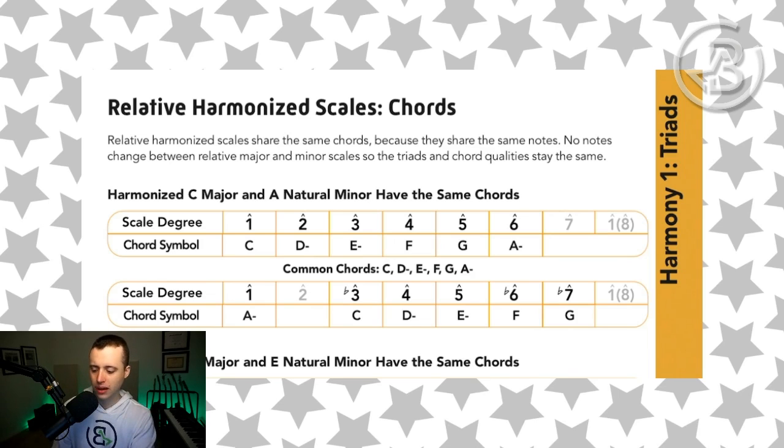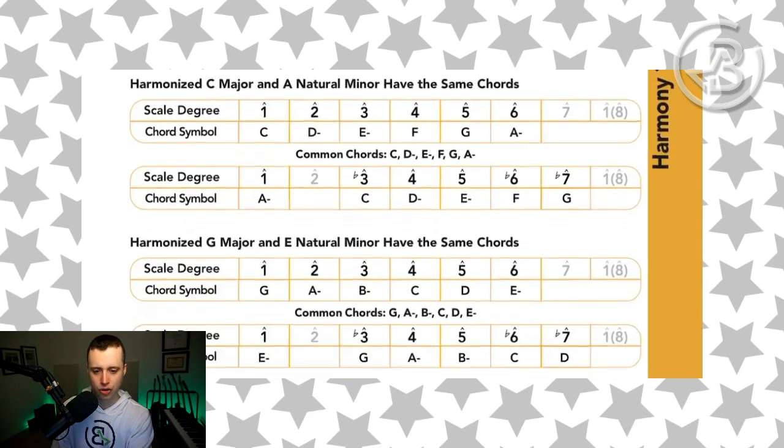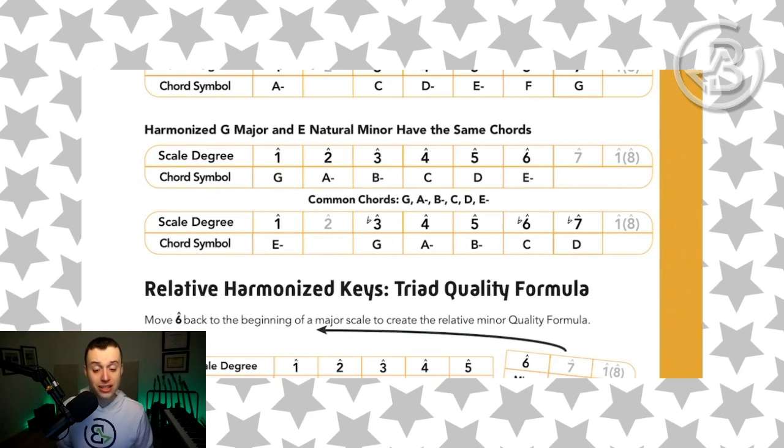Let's take a look at a harmonized G major and E natural minor scale now. We can see our common chords are G, A minor, B minor, C, D, and E minor. And sure enough, they share the same exact chords. That's because the notes in the scales are exactly the same, just in a different order. So when we stack them up into triads and harmonize the scale, they end up creating the same exact triads.